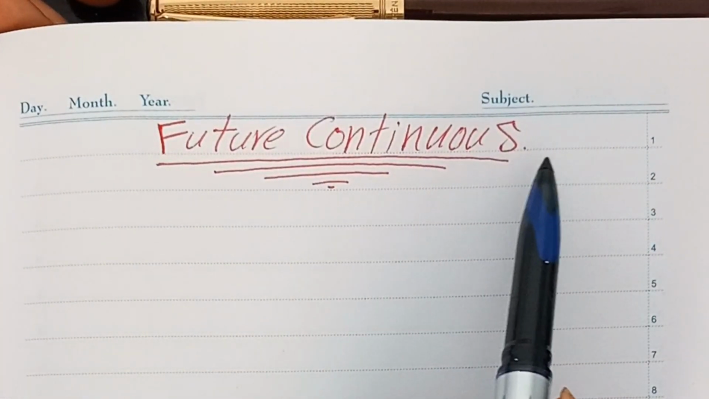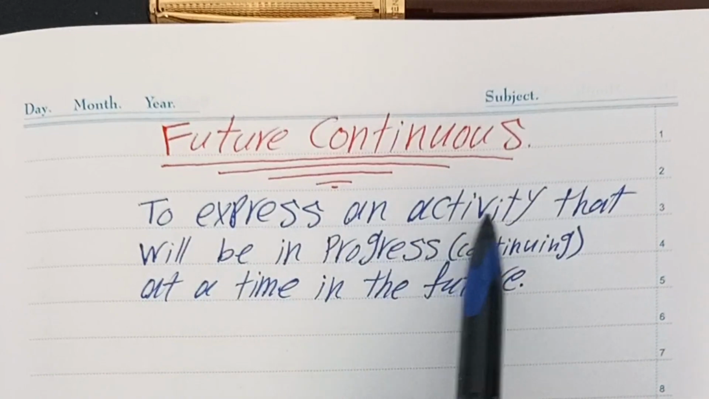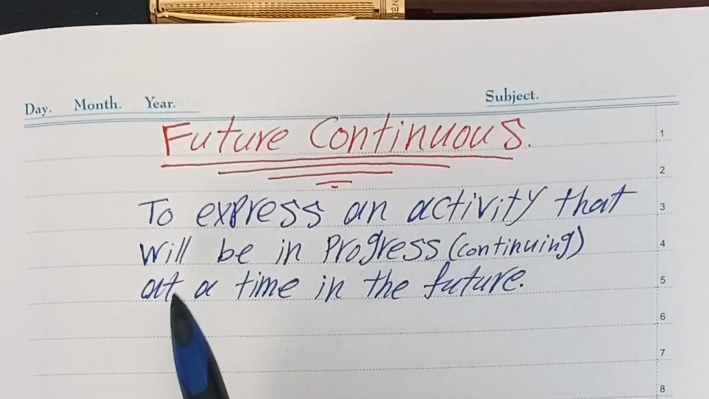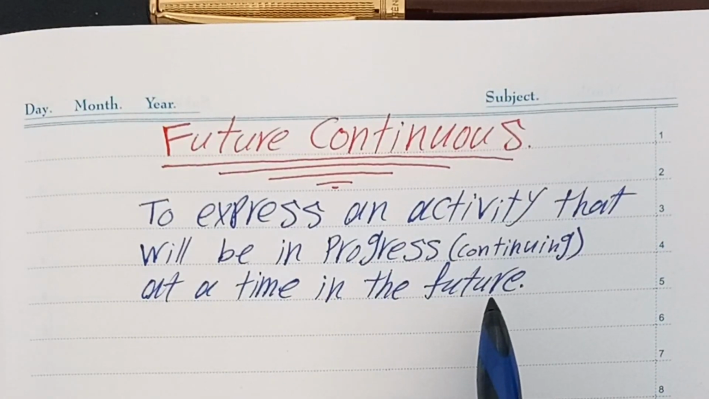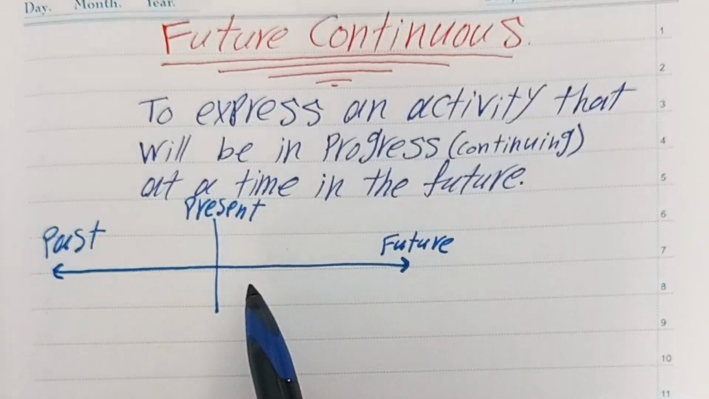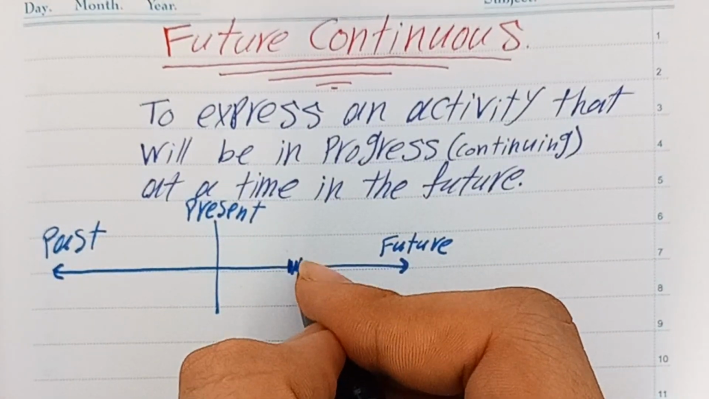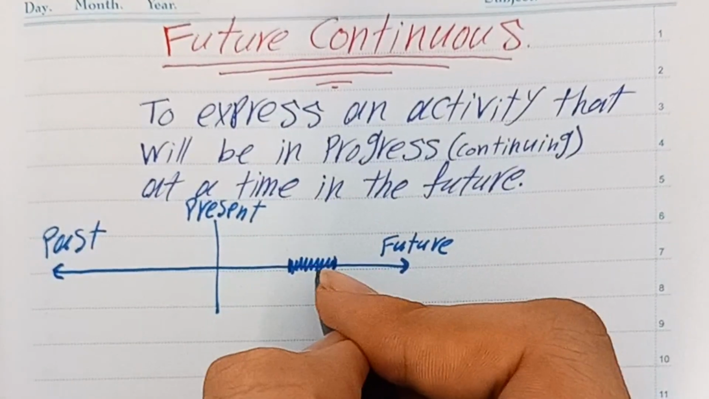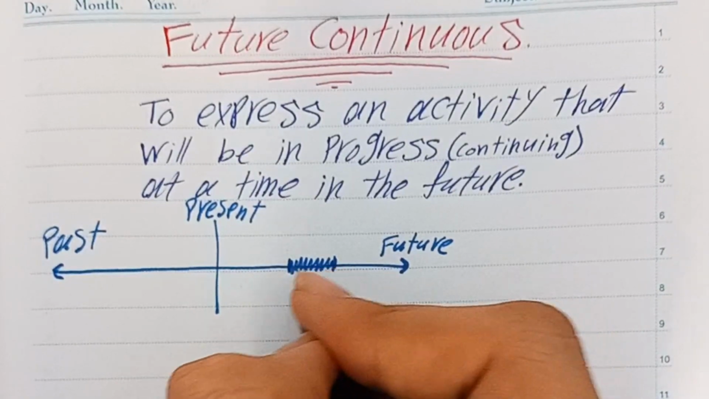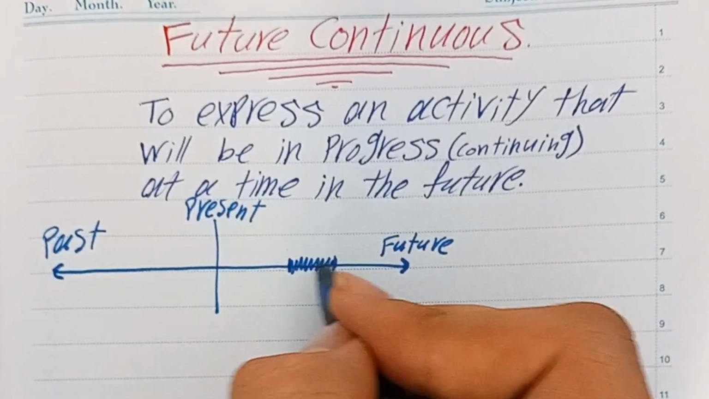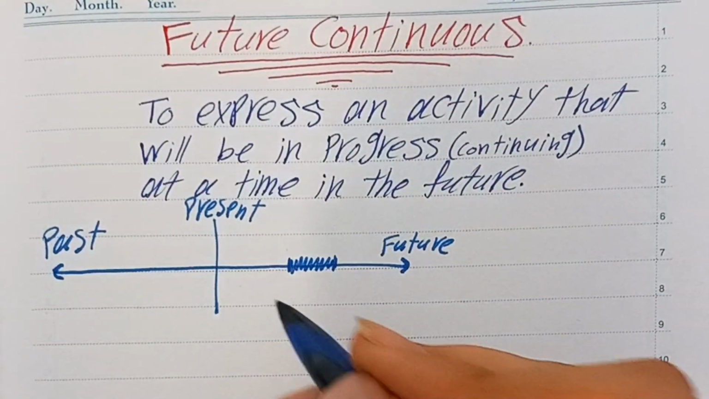Future continuous is used to express an activity that will be in progress or will be continuing at a time in the future. So, on this timeline diagram, this is future. An activity starts happening and then it keeps happening and then it stops. This is a continuous activity. This is a progressive activity that is in the future. So, how to talk about that?